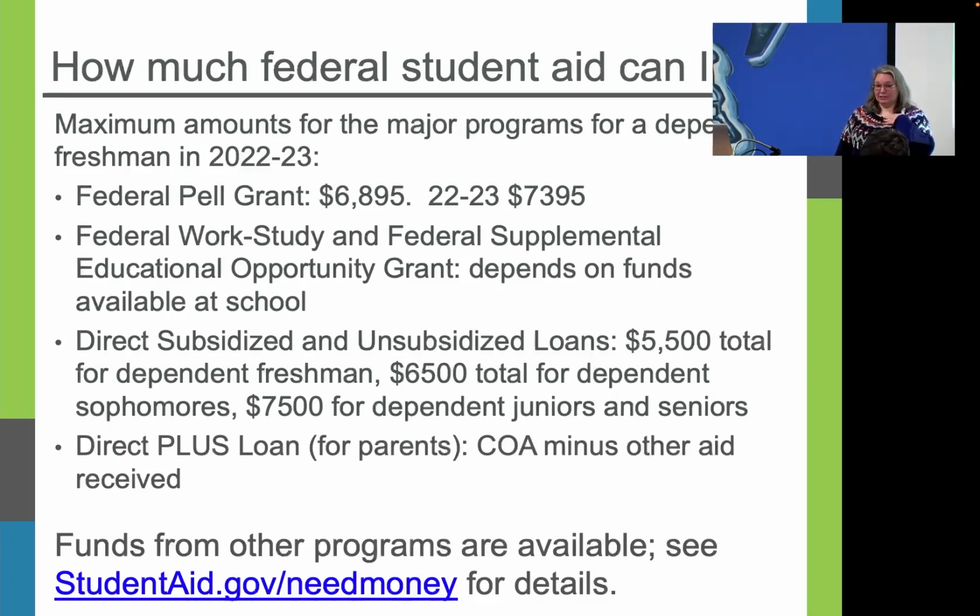The parent has to apply and be accepted for the loan. But if your parent does get a PLUS loan, you can actually cover the rest of the entire cost of attendance. So there's no actual loan limit for the PLUS loan, just the amount that is needed to cover the rest of your cost. And you can also find more information about this at studentaid.gov.